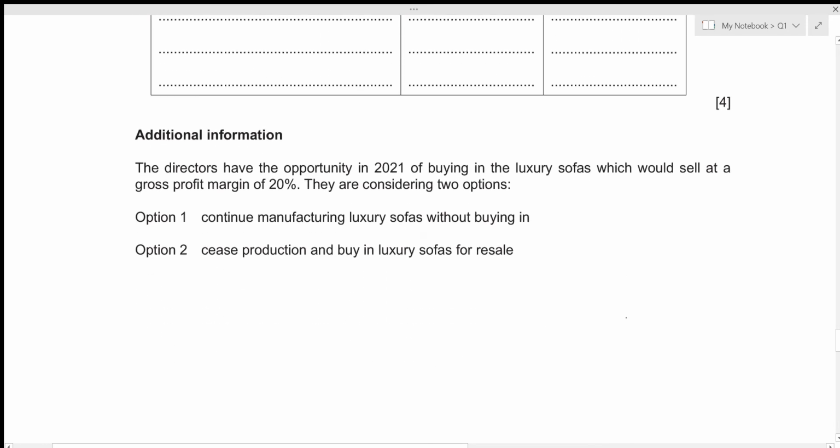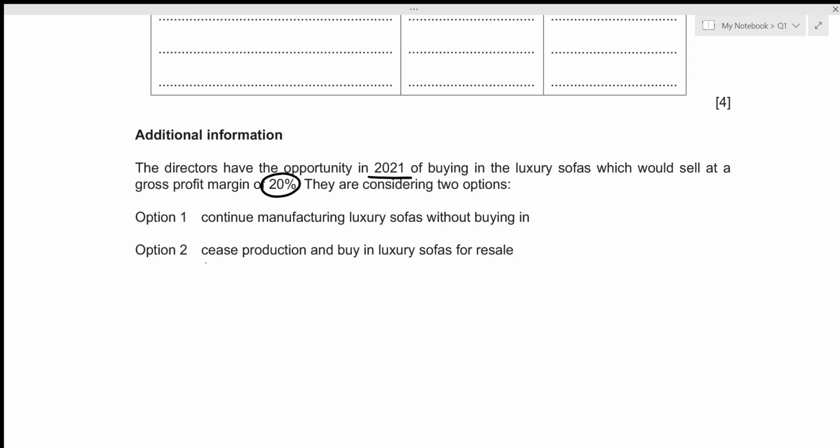We are given additional information. The directors have the opportunity in 2021 of buying in the luxury sofas, which would sell at a gross profit margin of 20%. So currently, they are only buying in the standard sofas and manufacturing the luxury sofas on their own, but they have the opportunity to buy in the luxury sofas as well. And this would yield a gross profit margin of 20%. We have two options. The one is to continue manufacturing luxury sofas without buying in, like we did just now. And the option two, that's to cease production and buy in luxury sofas for resale.